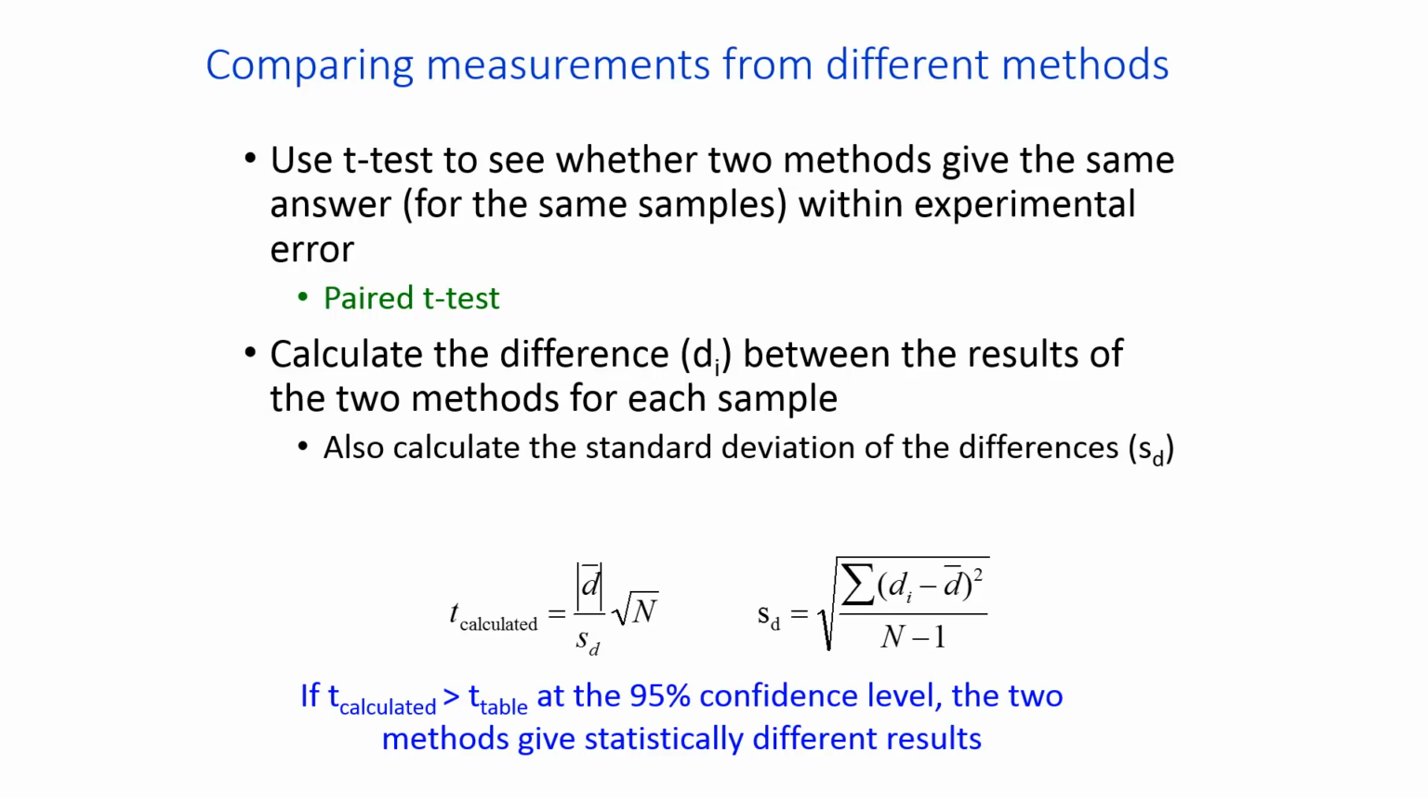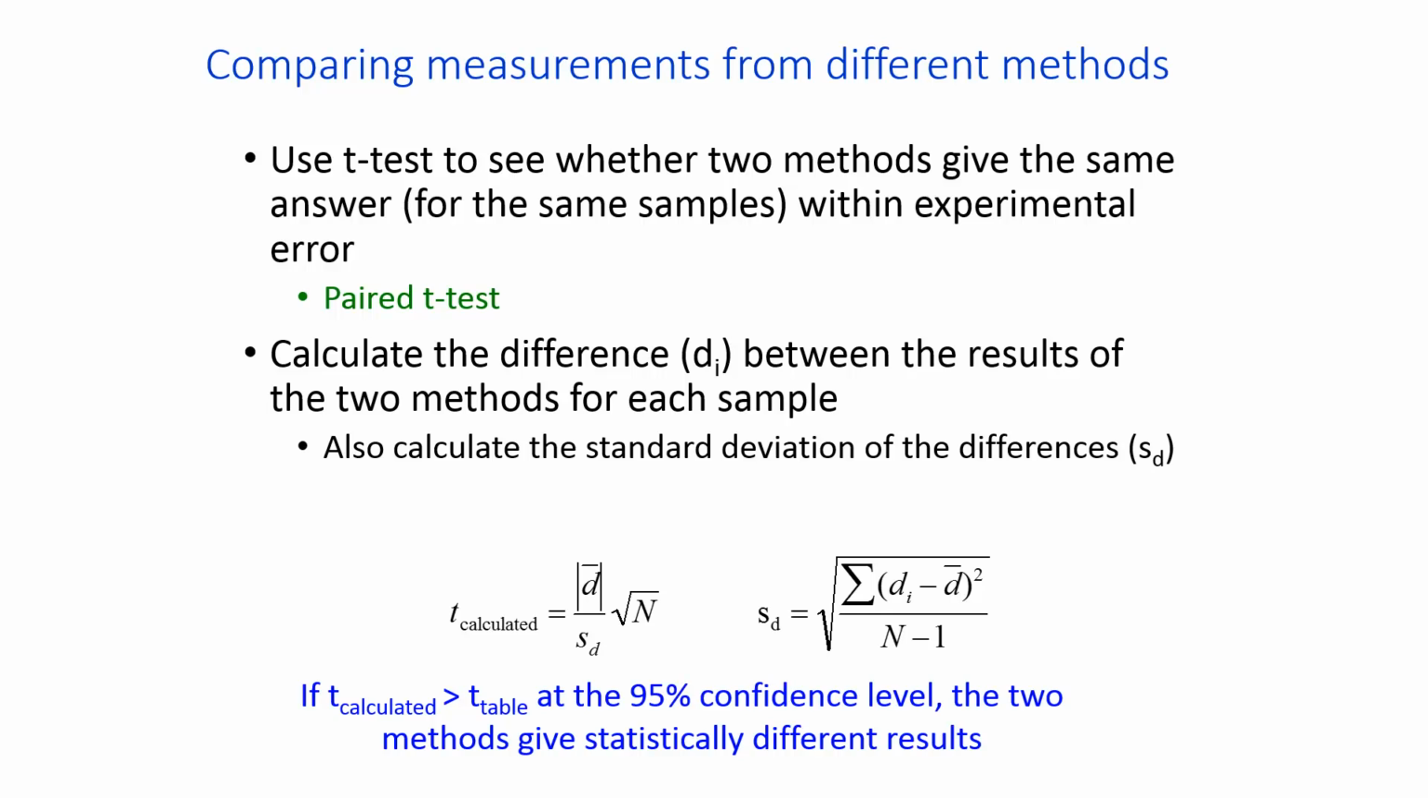We can also compare measurements from different methods. So we would do this, for example, if there's a reference method that's used to test some analyte level in some sample, and that's the commonly done way of doing things. And let's say we invent a different method and we want to see if it's as good as the accepted method. We would use what's called a paired t-test in this case.